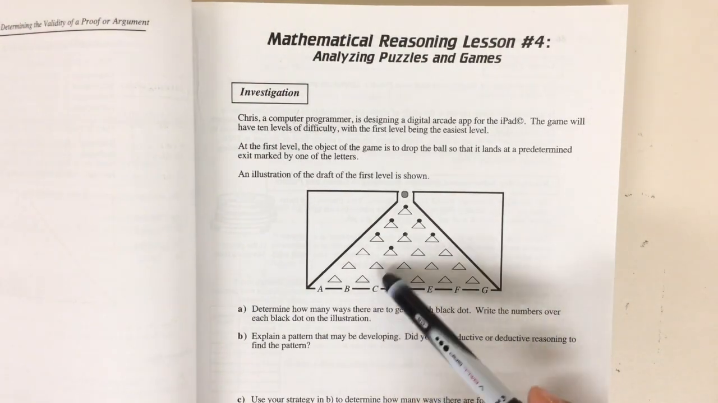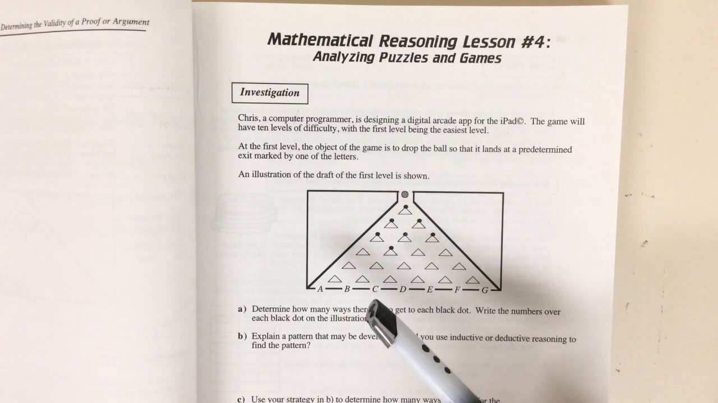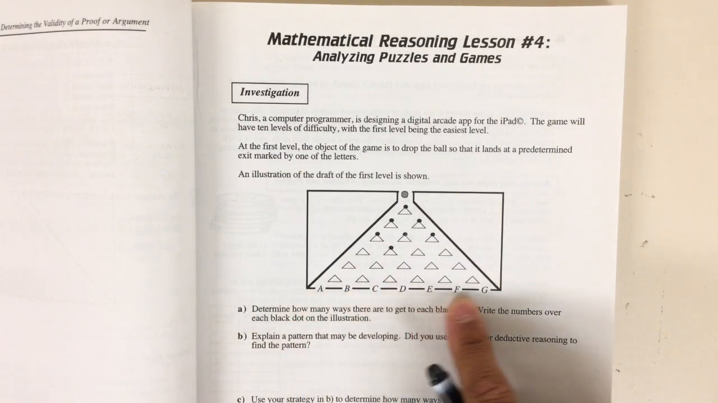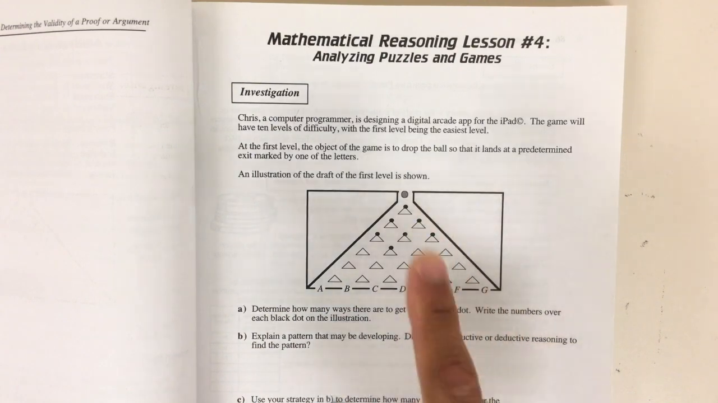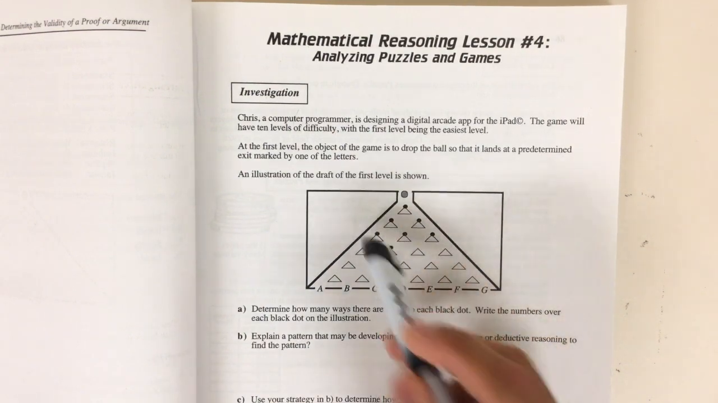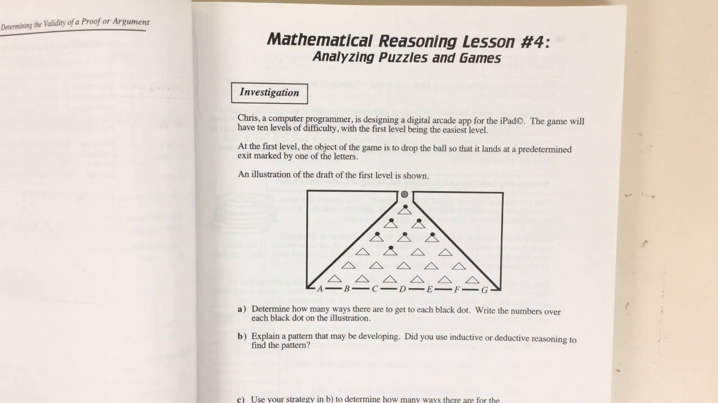So at level 1, the object is to drop the ball so it lands on any of the exits marked by one of the letters. And so A, B, C, D, E, F, or G, and then we have an illustration of what it looks like. So first thing we want to do is determine how many ways there are to get to each black dot, and then we want to write the numbers over each of the dots.